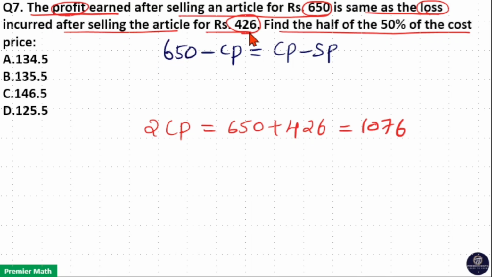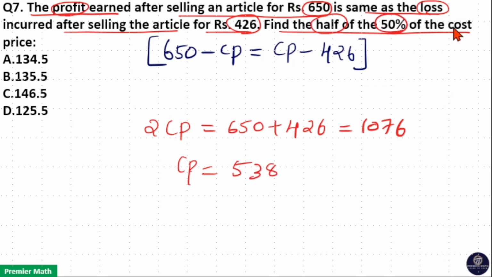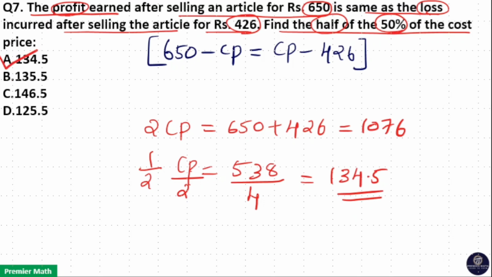In the second case, selling price is 426. So double of CP is equal to 650 plus 426. Now CP is equal to half of 1076, that is 538. Now we need to find out half of 50% of cost price. Half of 50% of cost price means 50% is 1 by 2. So 538 by 4, which is equal to 134.5. So option A is your answer.